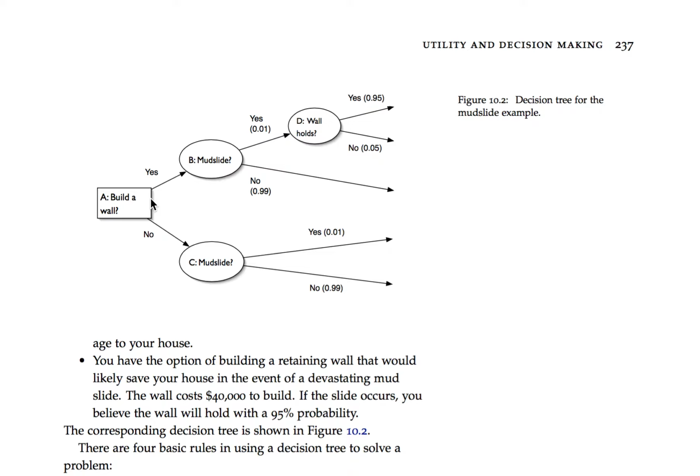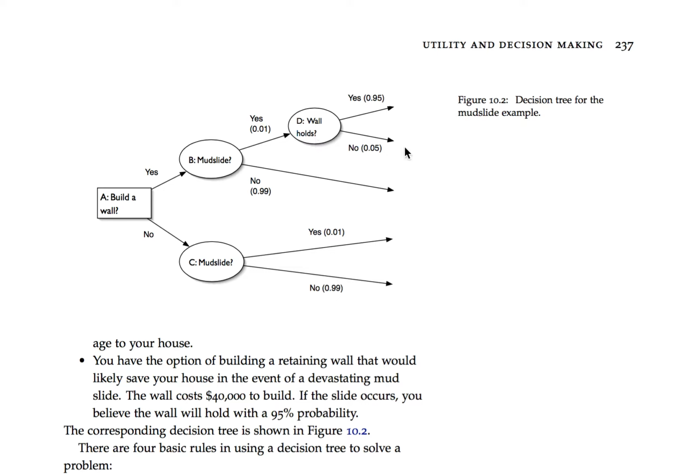So here, if you think about the four main steps that we list in the course packet for solving a decision tree problem, this is step one right here. Put the temporal order of events as they unfold in time in the tree from left to right. So in this example, our first decision that we face is whether to build the wall or not. And then after we build the wall, the mudslide will either happen or not. And assuming that we've built the wall, if the mudslide happens, then the wall will either hold or not.